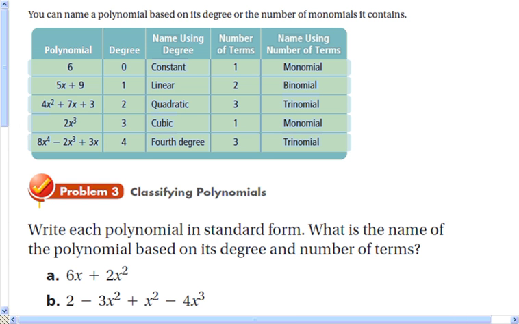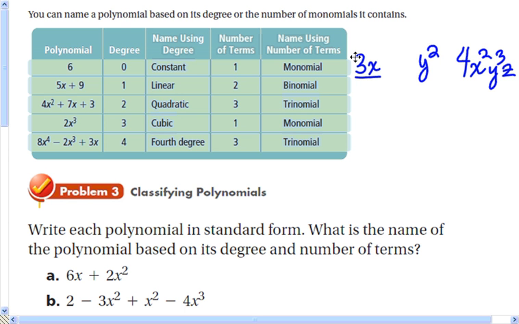Okay, we're going to name polynomials now. We can name them based on their degree or the number of monomials it contains. A monomial, I'll just give a couple examples. A monomial is not a sum or difference. So just multiplication of numbers and exponents. 3x would be considered a monomial. Y squared would be considered a monomial. And any combination of variables and numbers where it's all multiplication. So I could do something like 4x squared y to the third z, and that would be a monomial. Okay?